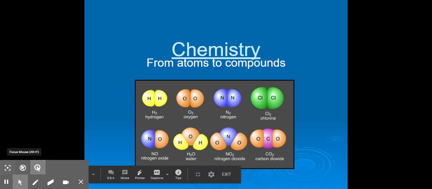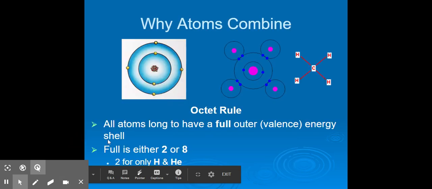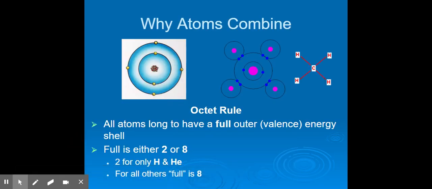Okay, so we're going to talk about from atoms to compounds. So why do atoms combine? Atoms combine because of something called the octet rule.